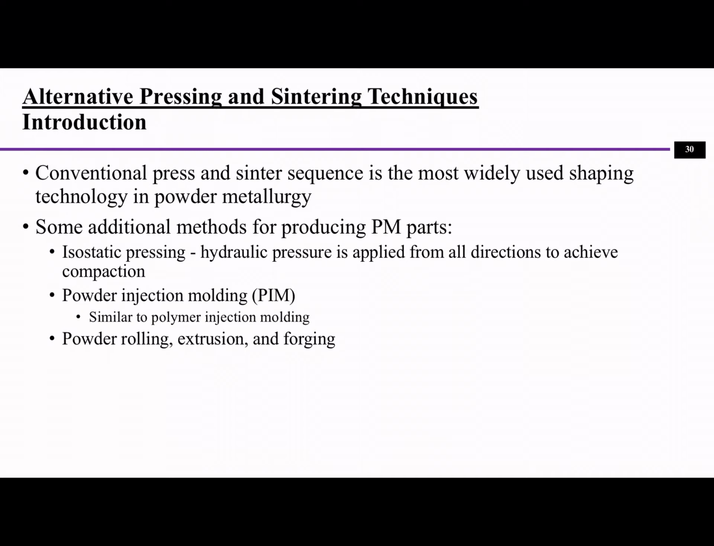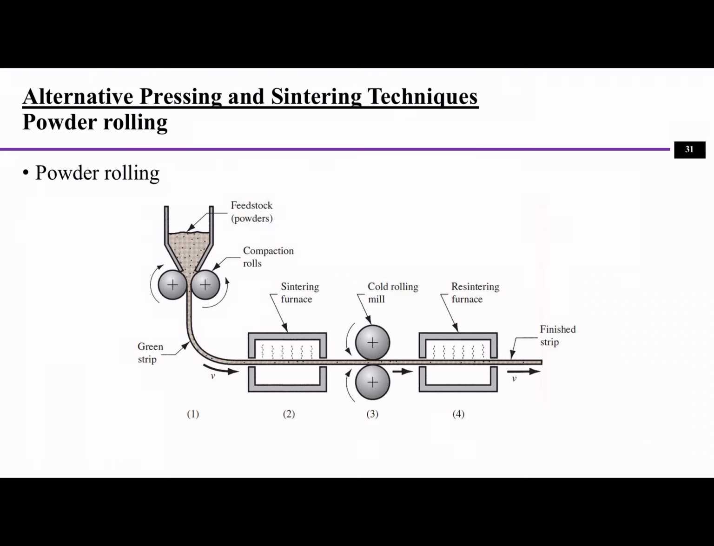And some alternative pressing and also sintering technologies. Because the conventional press and sintering sequence is the most widely used shaping technology in powder metallurgy. Some other ones are isostatic pressing, powder injection molding, and also powder rolling, extrusion, or forging can also make those powder products.